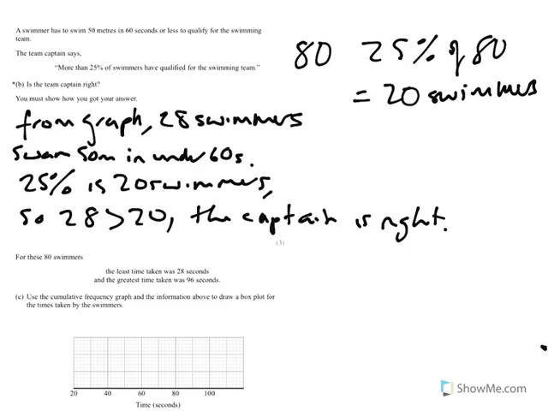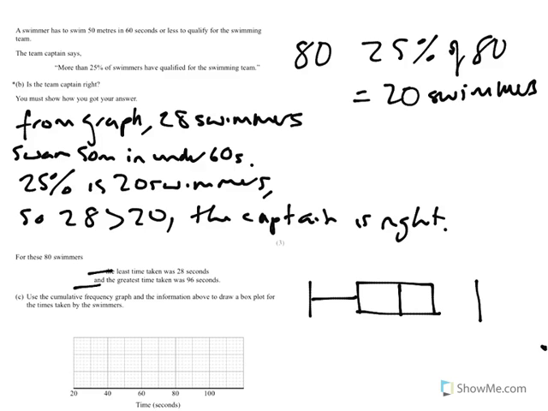And then finally for part C we need to draw a box plot. The least time taken was 28 seconds and the greatest time was 96. We need to use the frequency graph to draw the box plot. For a box plot we need the least time, we also need the greatest time, they're going to be our whiskers. We then also need the lower quartile and the upper quartile, that's going to form our box, and then we need the median, which will be the line inside.